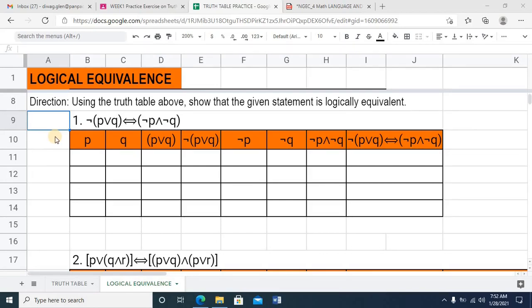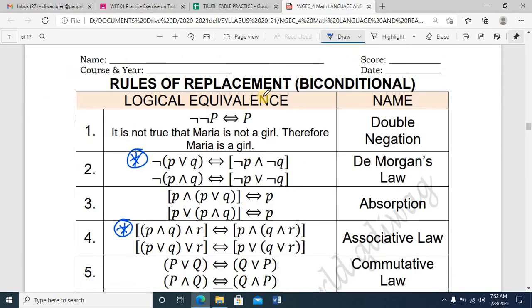Hi, in this video I'll be talking about logical equivalence. In particular, I'll be answering two items. Show that the given statement is logically equivalent. These questions were actually taken from rules of replacement. In particular, number one is De Morgan's law, and number two deals with associative law.